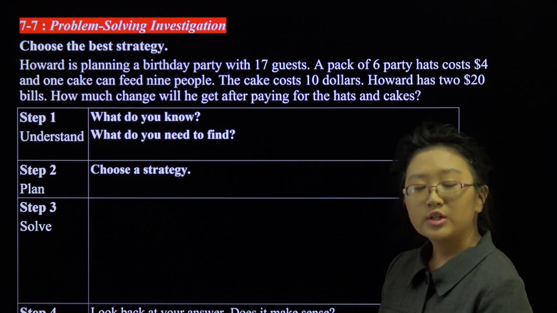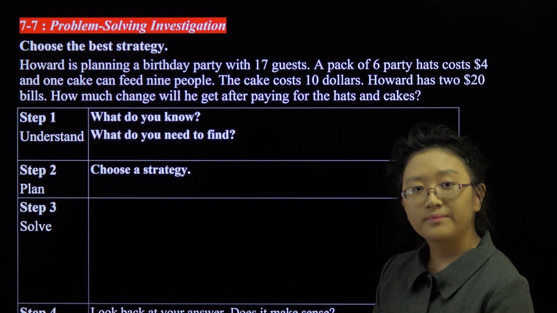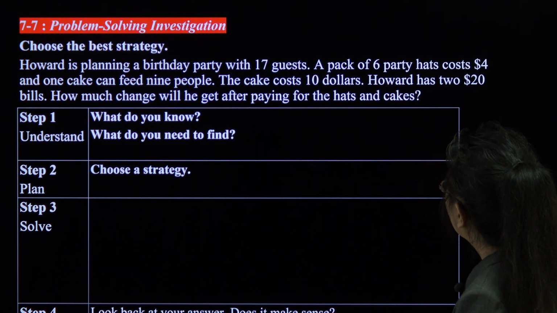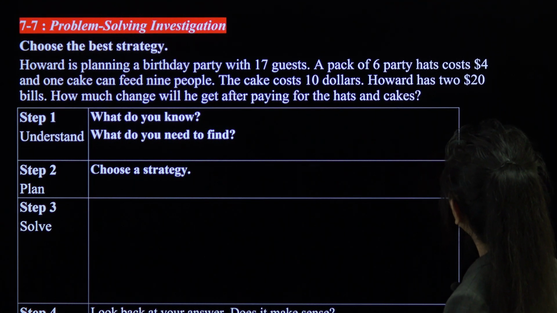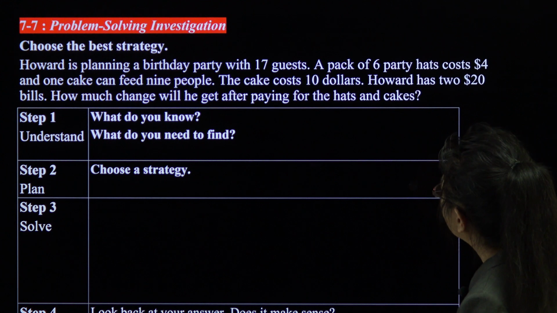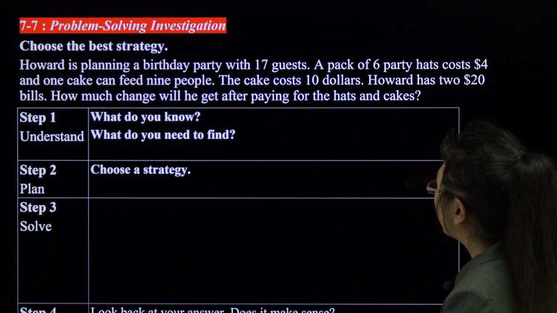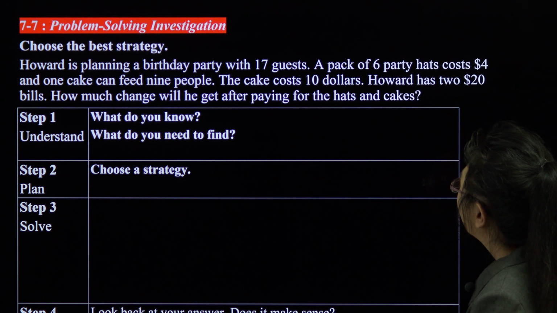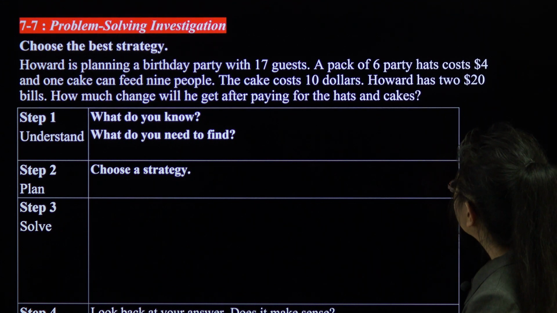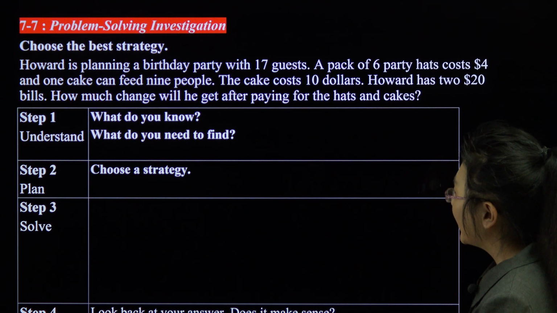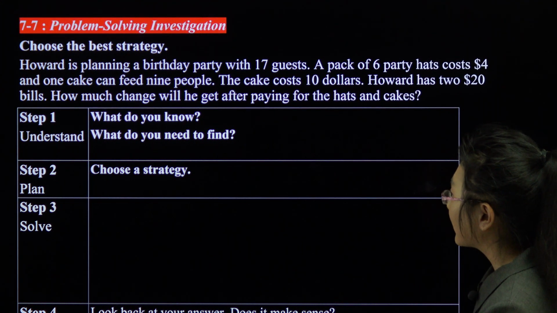Problem solving. Choose the best strategy. Howard is planning a birthday party with 17 guests. A pack of 6 party hats costs $4, and 1 cake can feed 9 people. The cake costs $10. Howard has 2 $20 bills. How much change will he get after paying for the hats and cakes?